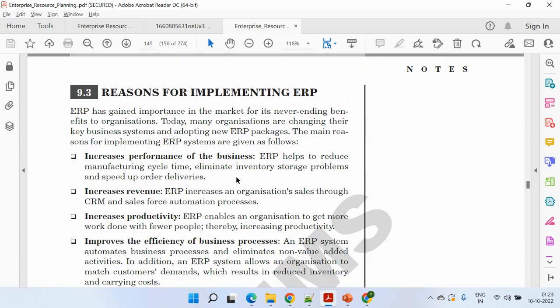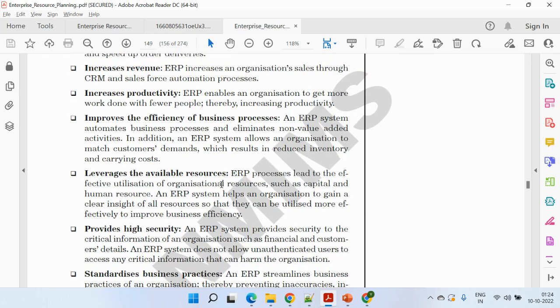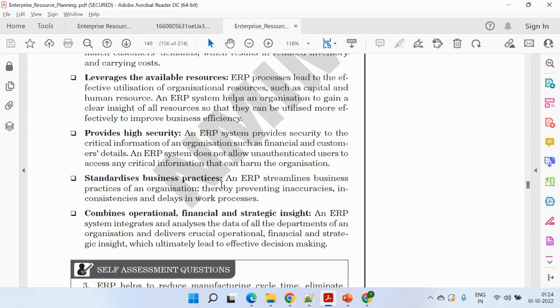Then the next part is the reason for implementing. The question asks what was the reason which led to the implementation of ERP at BPCL. So we are talking about the general things: why is an ERP solution important for any firm, irrespective of any petroleum sector or mobile sector or any other sector. It simply improves the performance of the business. It increases the revenue, the productivity, and the efficiency of the overall business processes. It leverages the available resources. It provides security, standardizes the business practices, and it combines multiple insights, operational, financial, and strategic.